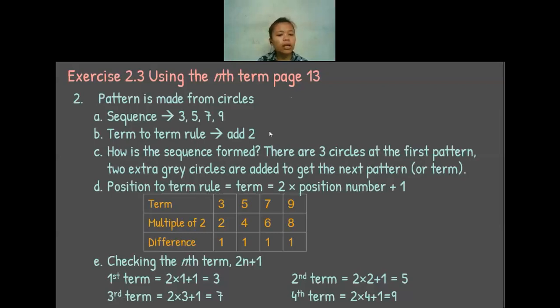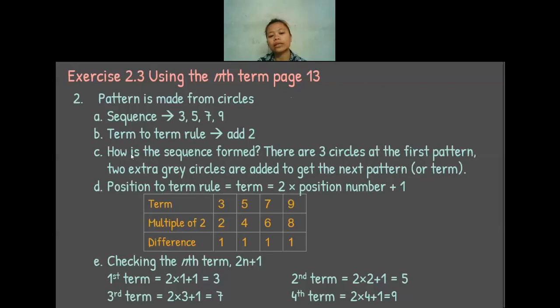For the question 2A, we have to write down the sequence of the numbers of circles. So in here we just need to count how many circles are on each pattern. So it will be 3, 5, 7, and also 9. And then for the question B, write down the term-to-term rule. To find the term-to-term rule, we just need to find the difference from 3 to 5, 5 to 7, and so on. So the term-to-term rule will be add 2.